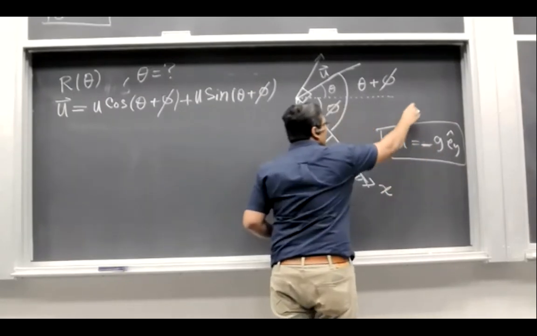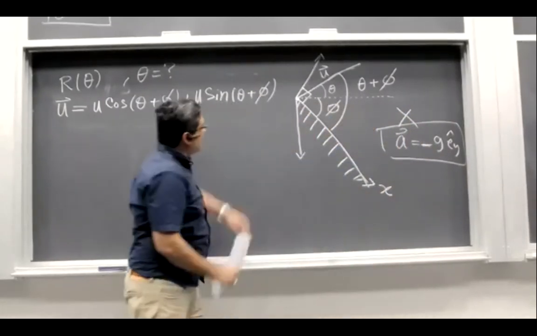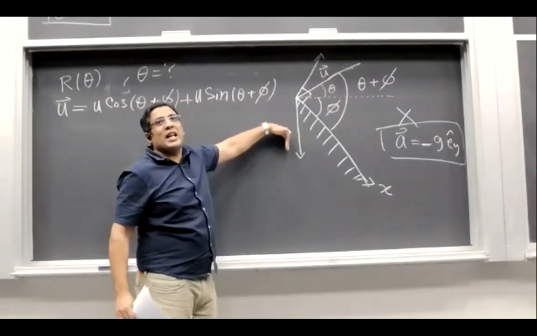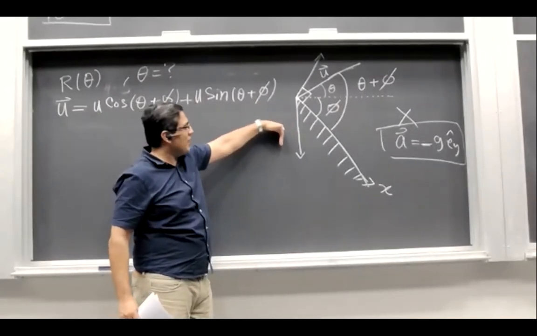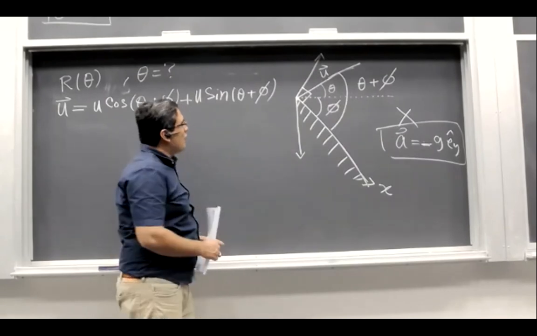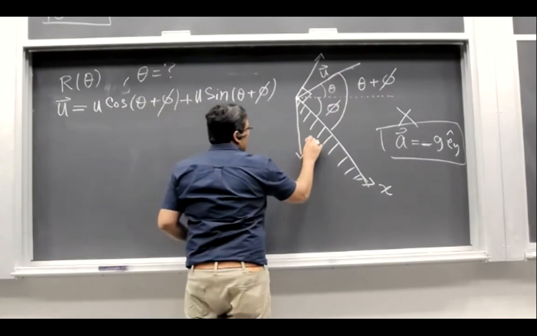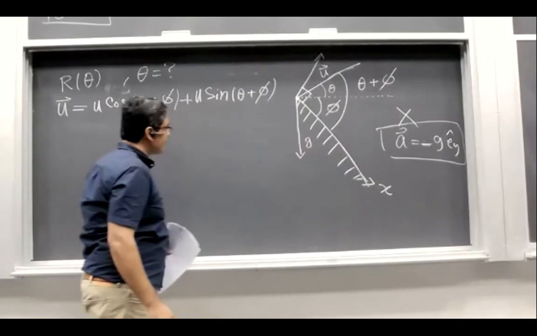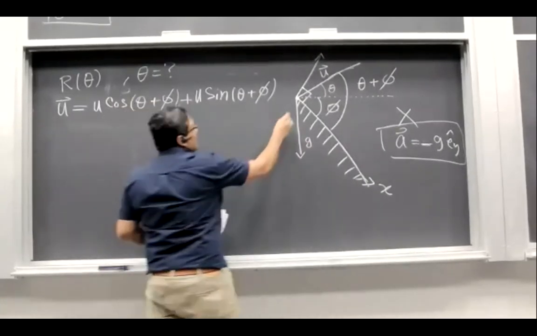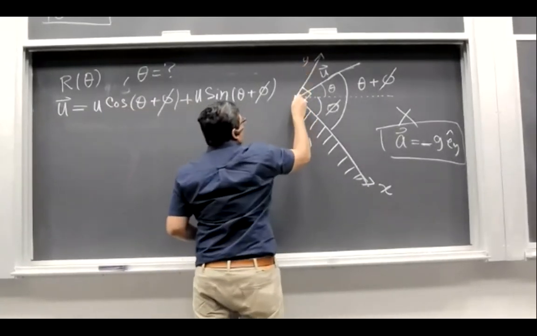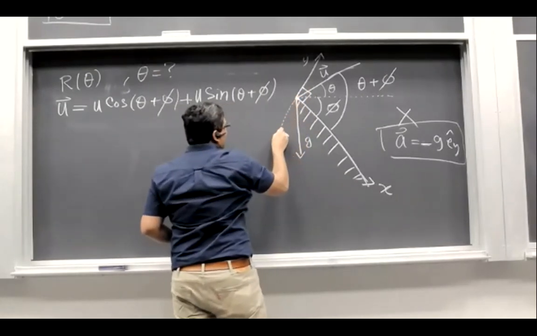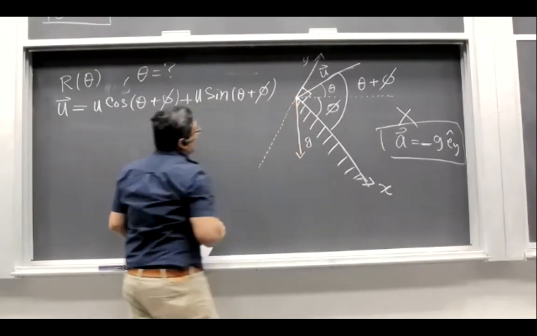Now that's no more the case, because acceleration is no more parallel to the negative of the y-axis, or anti-parallel to the y-axis. Its magnitude is still g. So what do we do? We extend the y-axis here.